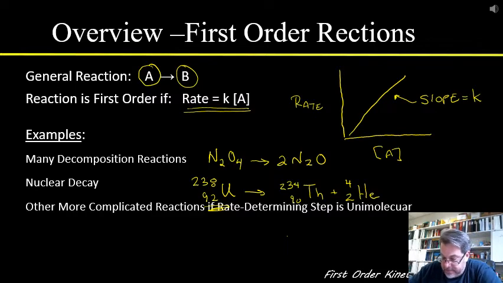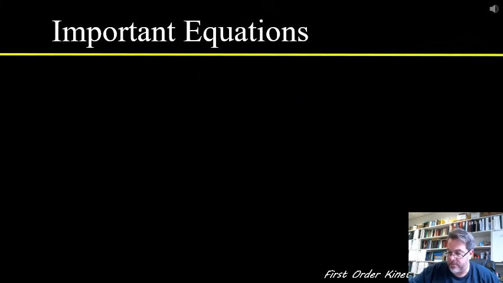And finally, any reaction can be first order. It can be more complicated reactions than the examples I just gave, as long as the rate determining step is a unimolecular step. If the rate determining process is unimolecular, then you're going to get first order kinetics. Okay, so let's take a look at some of the equations associated with first order reactions.